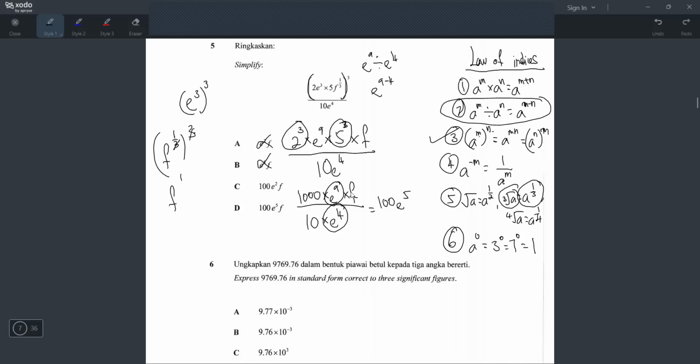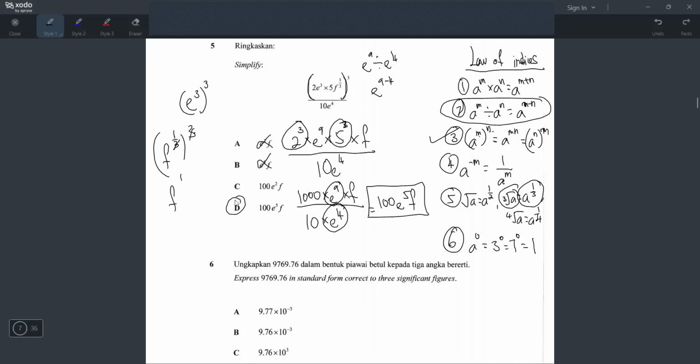Right? Then what about the f? Well, the f cannot be done with anyone because the f has no friend. So just left with f. So yeah, this is the answer. Right, so the answer should be D, I think. Yeah, so that's the correct answer.